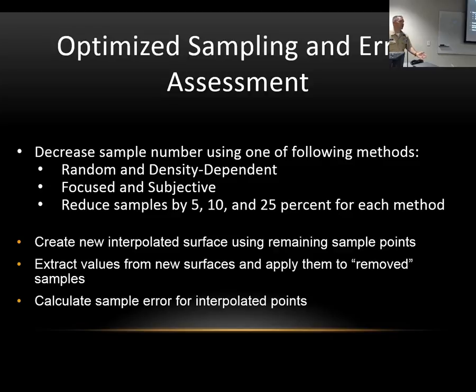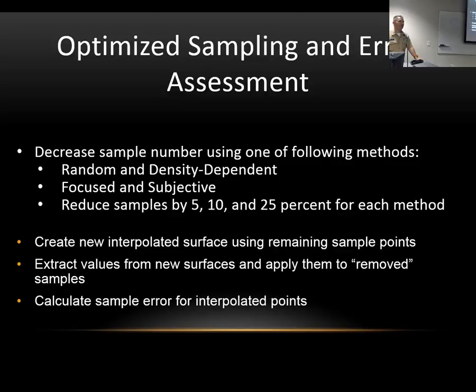The next thing I'm going to want to do is take out some lines and do some analysis on it. So this is the optimized sampling and error assessment. The first thing to do was decrease the sample number using an actual prescribed method, and I came up with this before I did it. The first one would be random, and that you can think of as kind of like the control group. The next one was density dependent, and those are more like snow water equivalent independent factors.